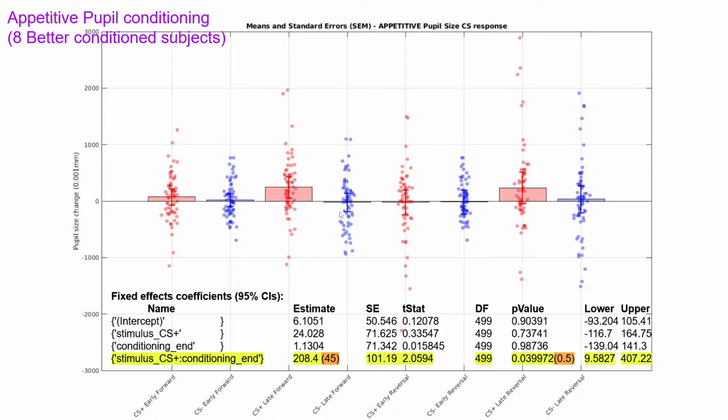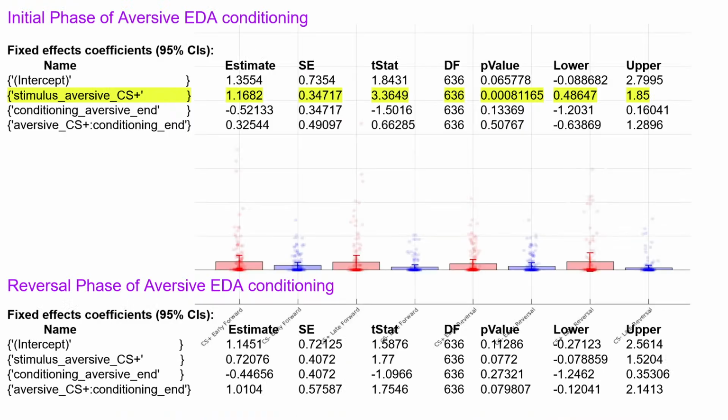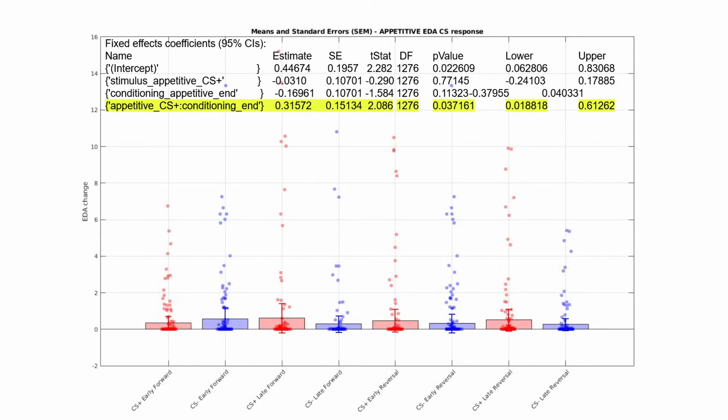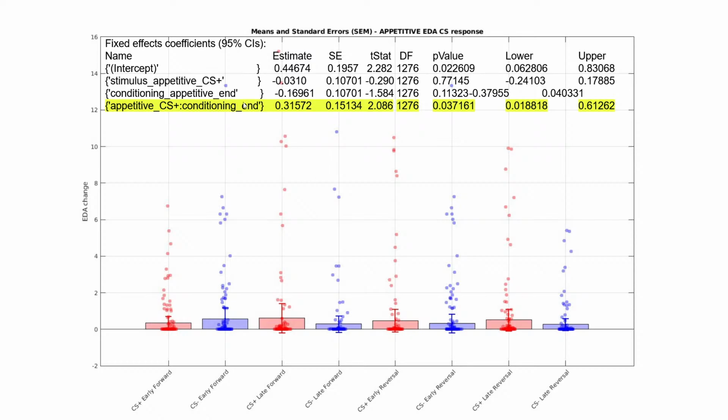Appetitive conditioning at the end of the experiment is the same as was shown for the EDA. For appetitive EDA, conditioning was also only seen in the second part. So no difference between CS plus and CS minus in the first part, but in the second.